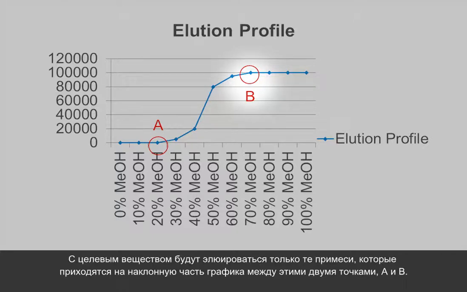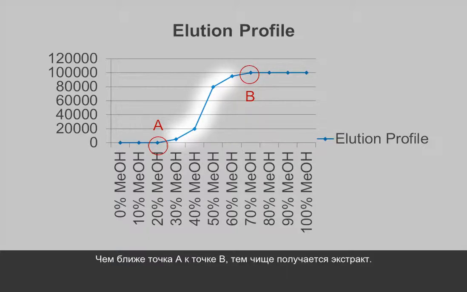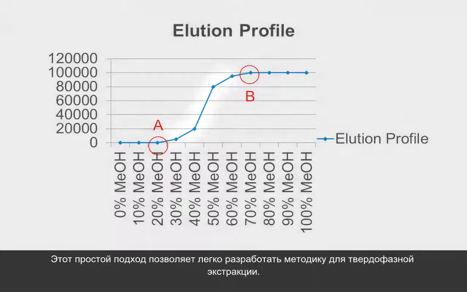The only contaminants that will elute are on the slope between these 2 points, A and B. The closer point A is to point B, the cleaner the extract. This simple process is an easy approach for method development for solid phase extraction.